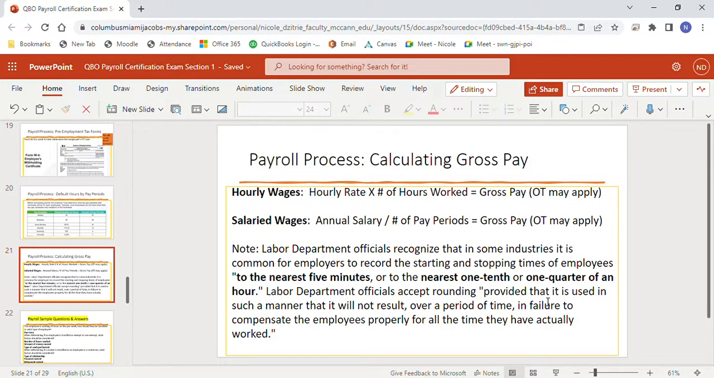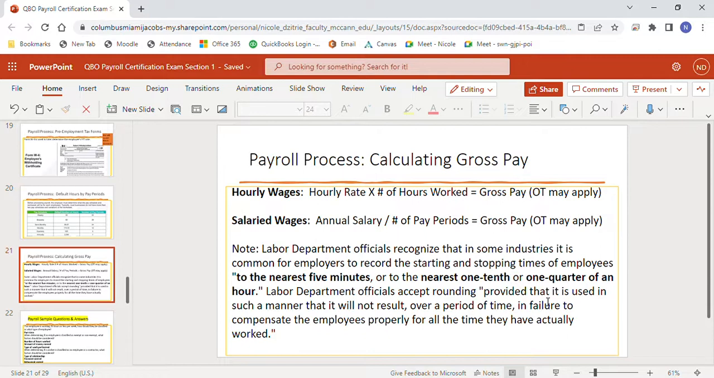All right, and then calculating gross wages. Remember, I went over it with the video. I told you how to do this. But hourly wages, you take your hourly rate times the number of hours worked. That would give you your gross pay, and then OT could apply if they went over 40. And salary wages, you have your annual salary divided by the number of payments that will equal gross pay.